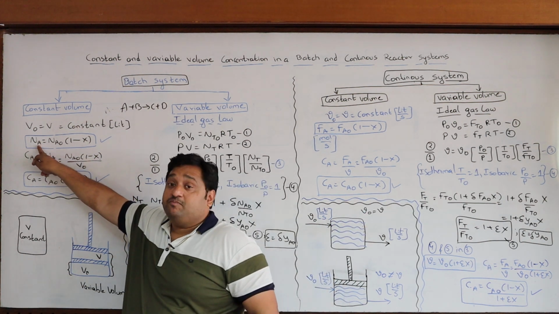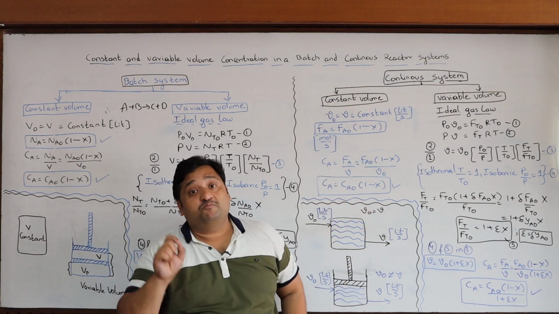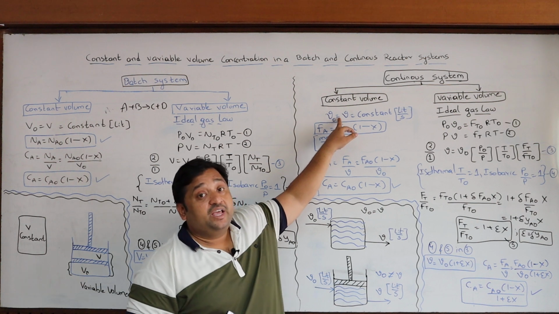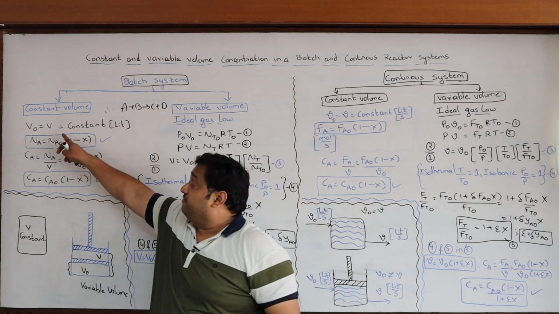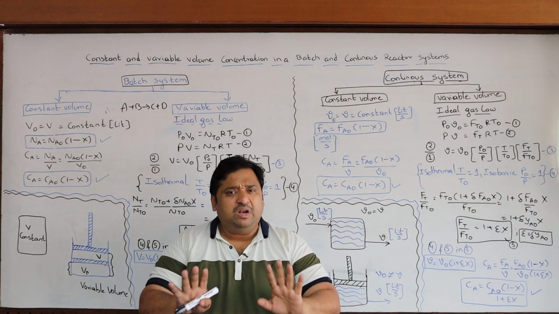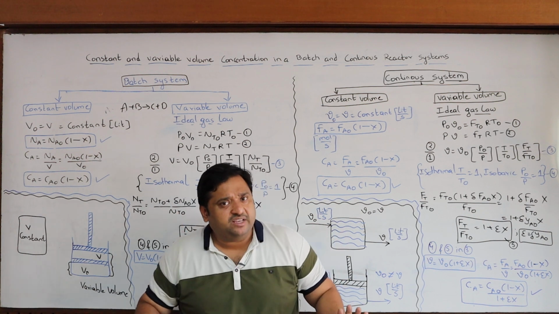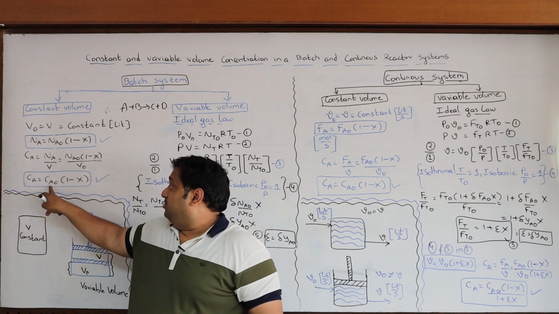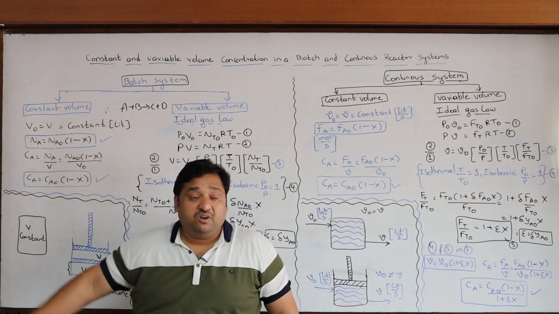Here Na is moles, here Fa is moles per second. Here nu is the volumetric flow rate, here V is the volume. This is the only difference, the rest of the derivation remains the same. Finally, we are going to get that Ca equal to Ca0 into 1 minus x for the constant volume.